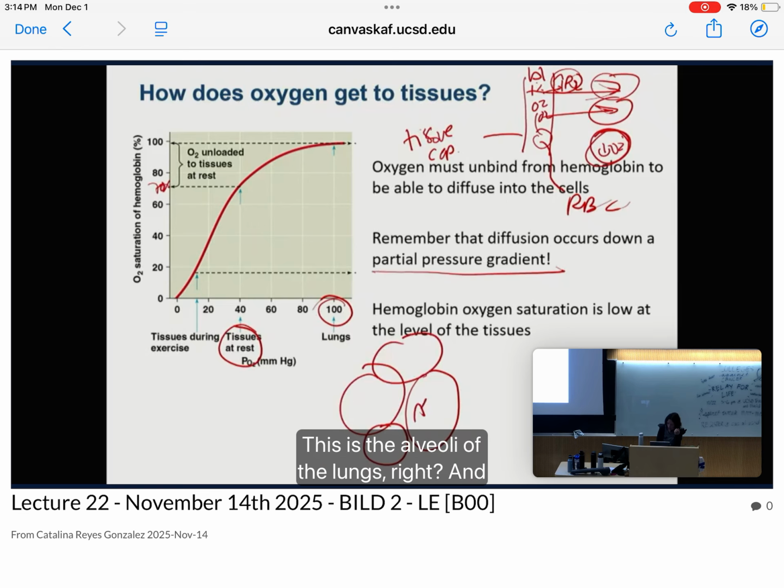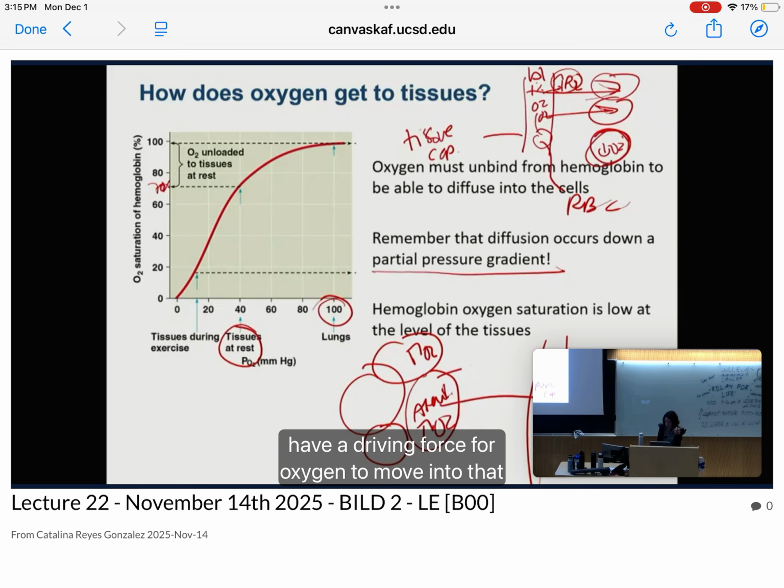This is the alveoli of the lungs, right? And this is the blood in the pulmonary capillary, right? There's a lot of oxygen in that fresh air that you just inhaled, and you have now in those alveoli of the lungs. And the venous blood here has very little oxygen, right? So the partial pressure of oxygen in that venous blood is low. The partial pressure of oxygen in the air in the alveoli is high. You're going to have a driving force for oxygen to move into that blood in the pulmonary capillary and make arterial blood. Does that make sense?